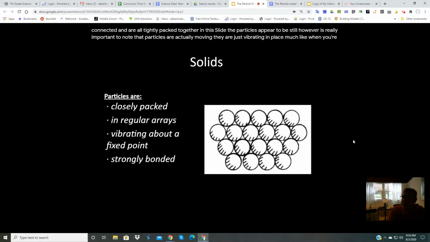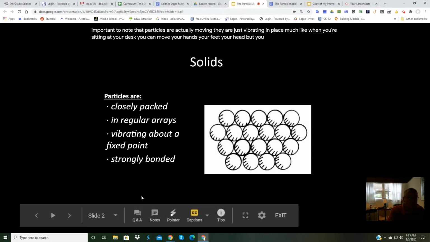Much like when you're sitting at your desk, you can move your hands, your feet, your head, but you should not be moving around the classroom.